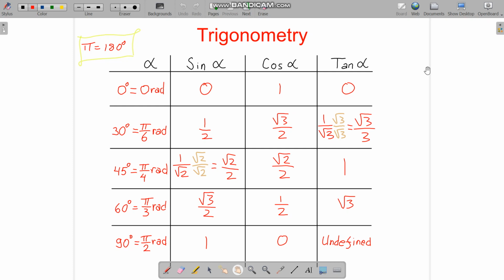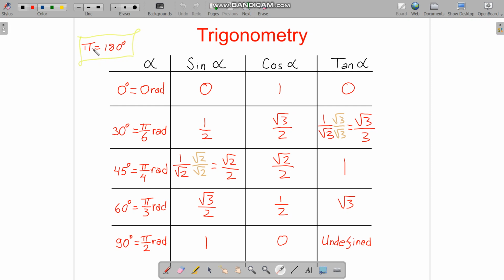Hello everyone, this video is about special angles, related angles, and trigonometric graphs. So if the angle is 0, so 0 degrees is equal to 0 radians, 30 degrees equals pi over 6 radians, and so on. Use this pi equals 180 degrees conversion ratio from the circular measure chapter.